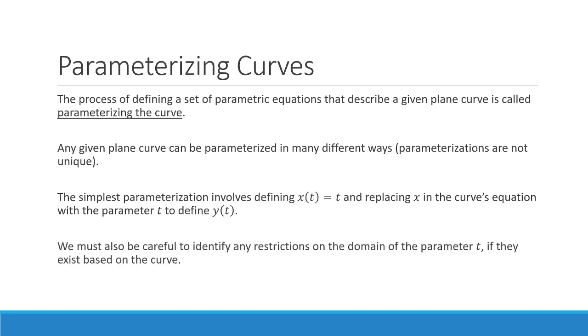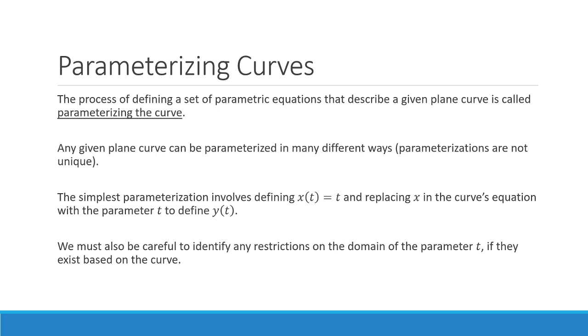However, we must be a little bit careful here to identify any restrictions on the domain of the parameter t if they exist. So if there are any values of the independent variable x that don't exist for your original curve, then you need to make sure that that's reflected in the parametric equations as well. And that's where things can sometimes get a little bit tricky.